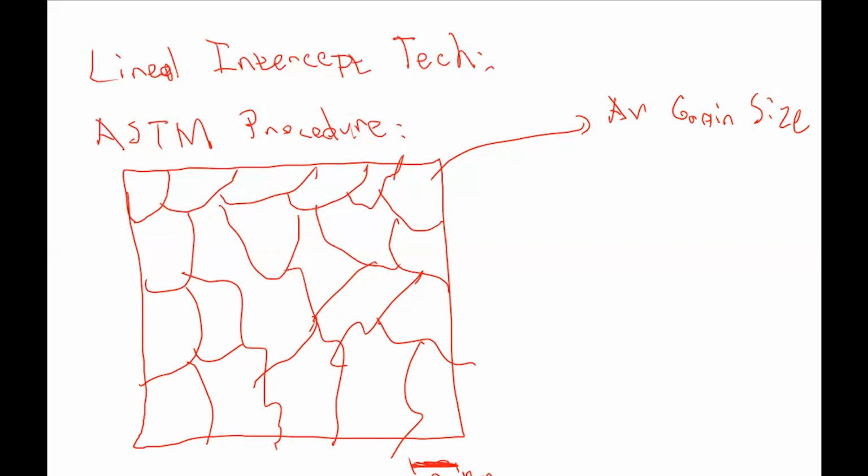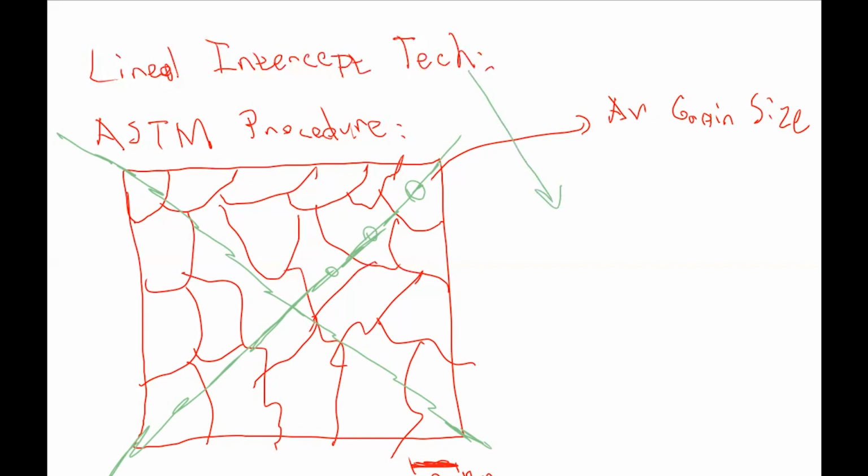Basically, what you can do is just draw the diagonal, maybe both ways. You just need to draw the diagonal and the image boundaries and count the intercepts. How many intercepts are you going to count? 1, 2, how many grains are you going to count? And for the linear intercept technique, we have a formula.